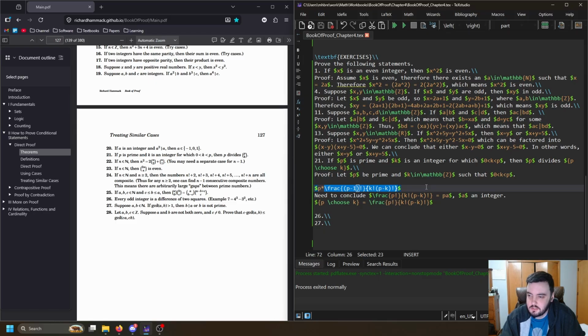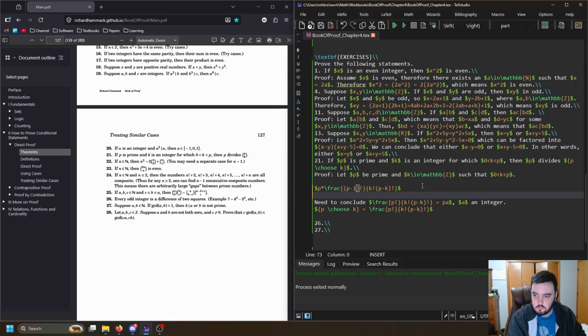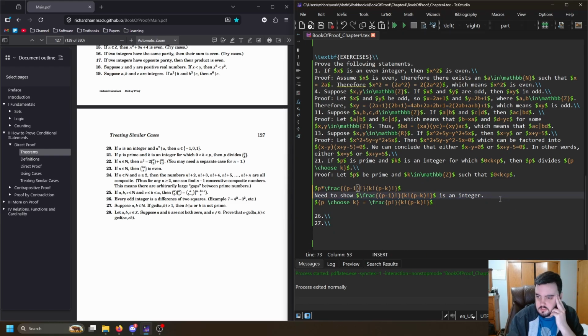We know that k is less than or equal to p minus 1. We haven't even used the fact that p is prime yet. Like, what does p being prime have to do with this problem? This is really what we need to do. Need to show this is an integer. Right, that's what we need to do. This is our goal. How can we show that?